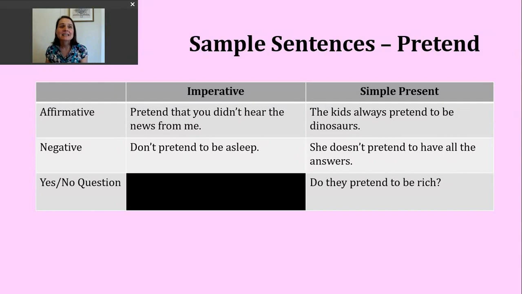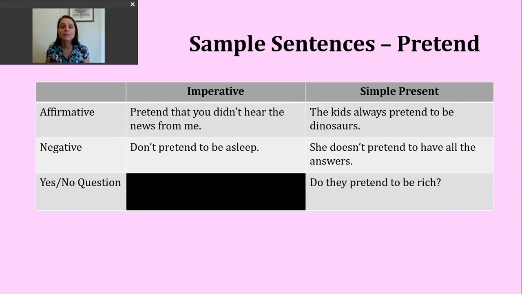The kids always pretend to be dinosaurs. So this will tie back to that second definition we looked at, where they're kind of engaged in a game, right? They are clearly not actual dinosaurs. If you want to make a negative simple present sentence, we'll use either do not and then the base verb, or does not and then the base verb.